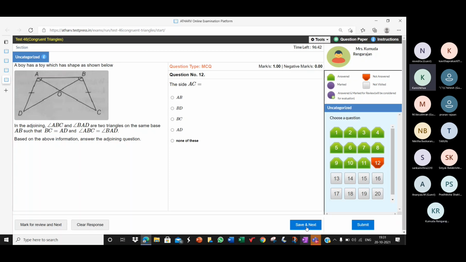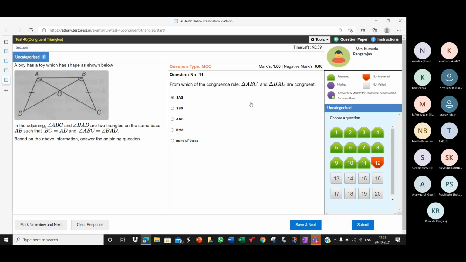Ma'am, by CPCTC we can prove. Yeah, CPCTC, because the two triangles are congruent. Earlier we were asked if these two triangles are congruent, and if they're congruent, what is the rule? So we know that triangle ABC is congruent to BAD. So you can see from this AC is equal to BD by CPCTC. I hope we understand.